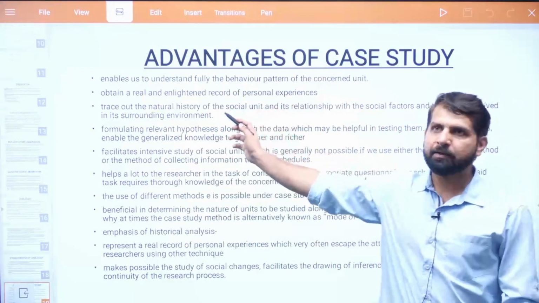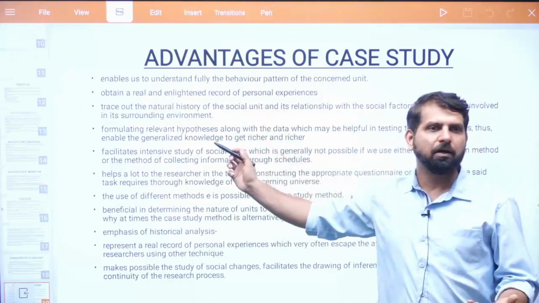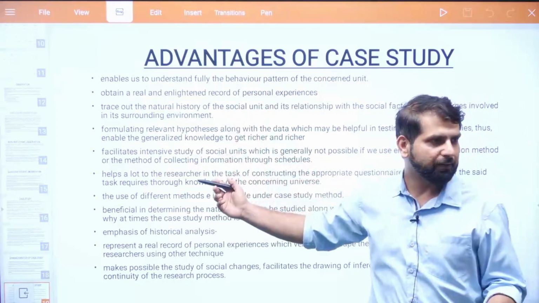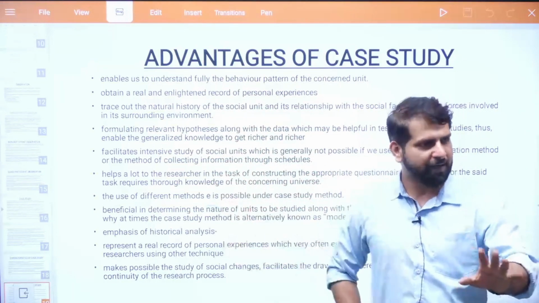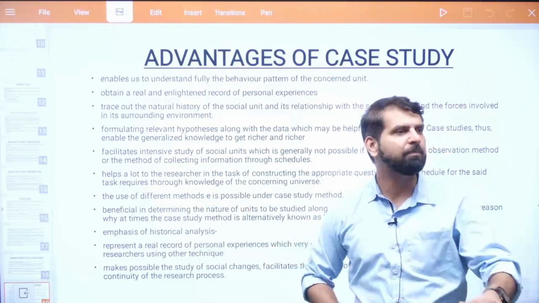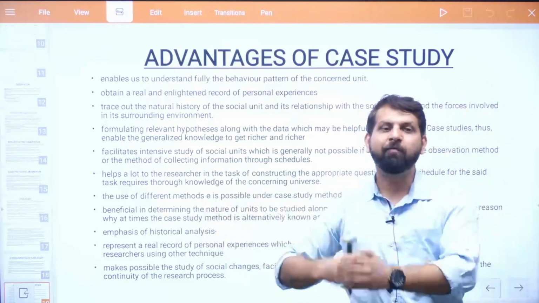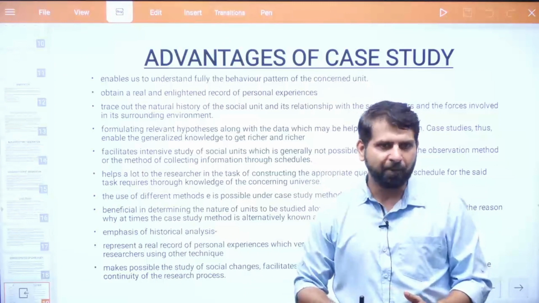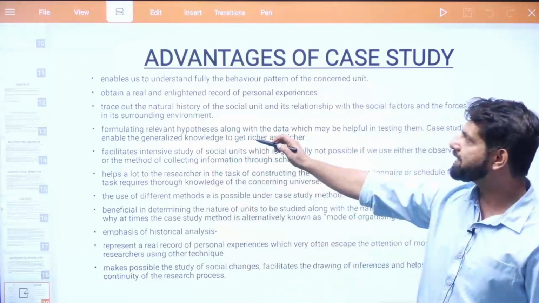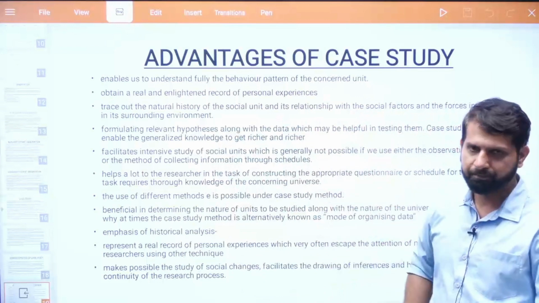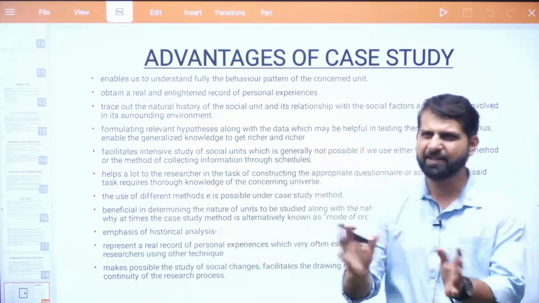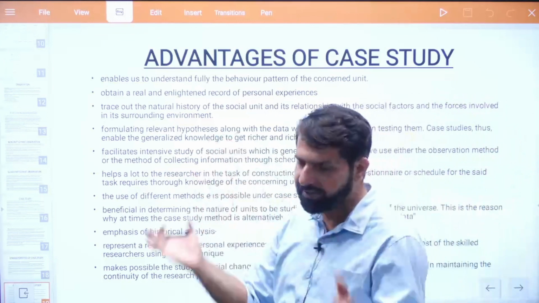So let's repeat the Ayodhya case. You ask the experiences of the kar sevaks who went there. If that's a case study, they will tell you what the situation was at that point of time, how police came, how we ran away, and how different people were coming from different parts of the country. These are first-hand experiences, personal narratives. Trace out the natural history of the social unit. Again, relationship with social factors and forces involved in its surrounding. Very simple casual statements on how things are interrelated with each other.